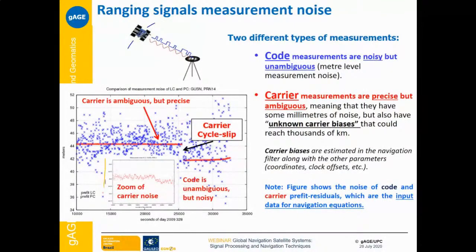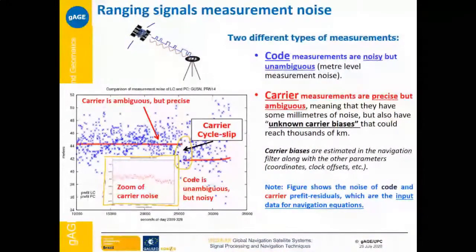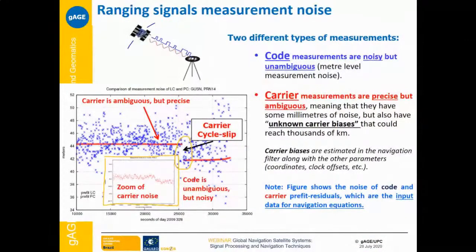You can see a zoom illustrating the noise of these carrier measurements, that are at the millimeters. But from time to time, we have discontinuities in the carrier phase tracking. This is what we call the cycle slips. And then we have to be careful, and there are techniques to detect these cycle slips.